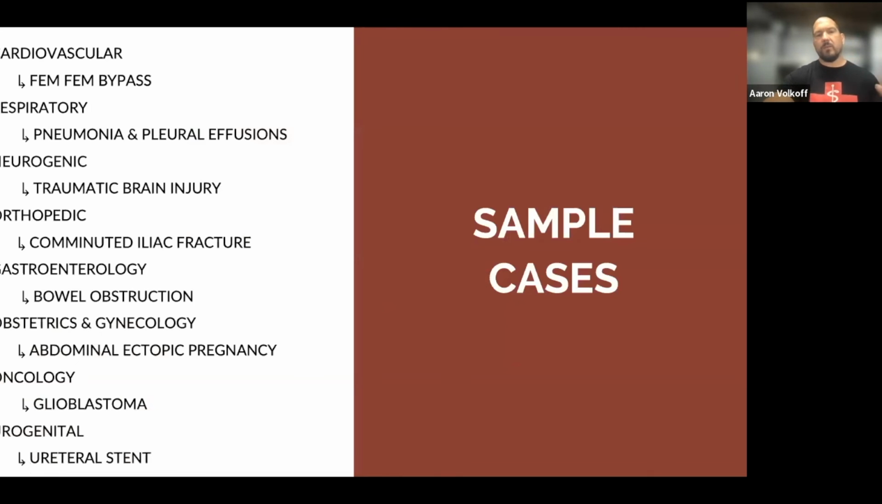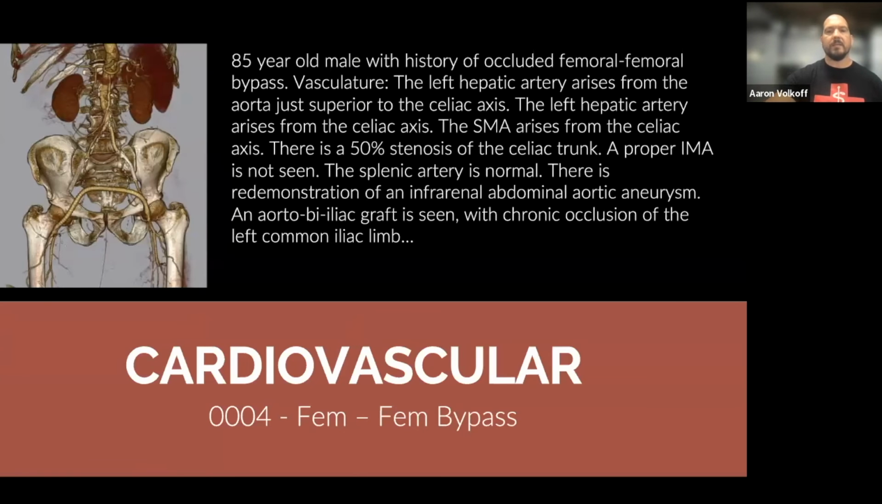So here are some sample cases to give you an idea of what I'm going to be using. I've gone through and located a ton of different cases that I'm able to incorporate into my class. So this example, this is the first case I've ever looked at. We actually looked at this on our initial install of the Anatomage table. This would be an 85-year-old male with a fem-fem bypass. You could see through here where he's got this tube running across from his left femoral artery to his right femoral artery, hence the name fem-fem bypass.